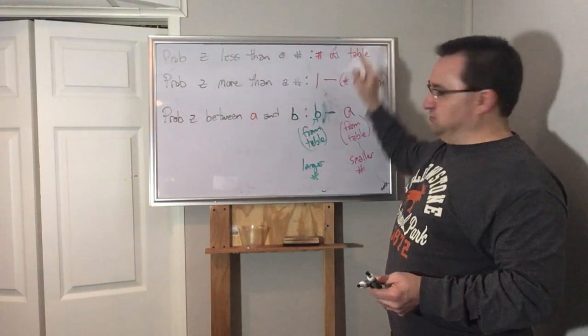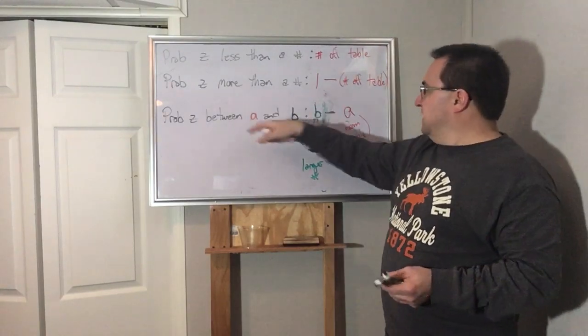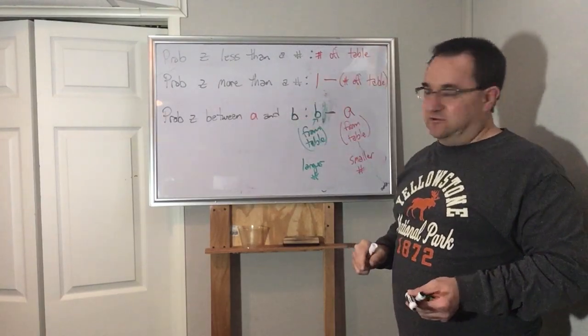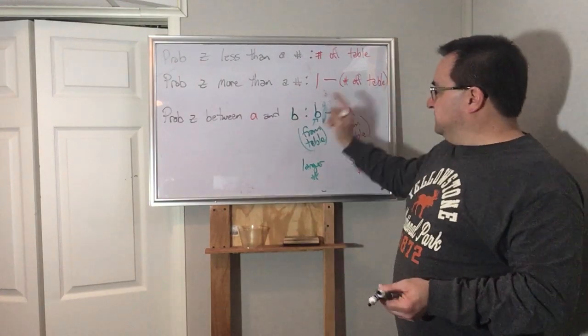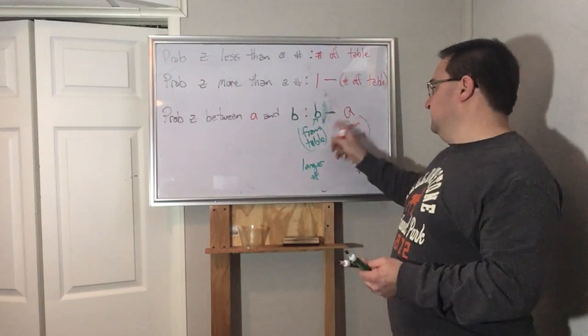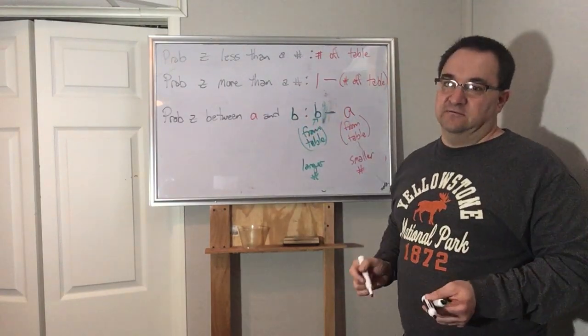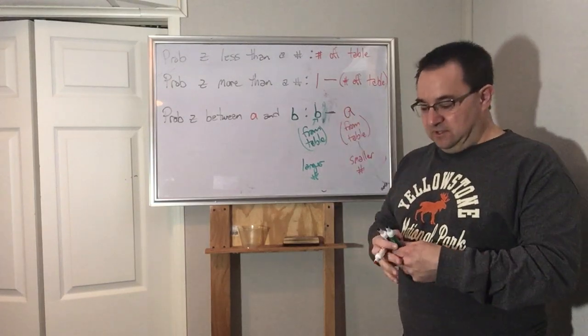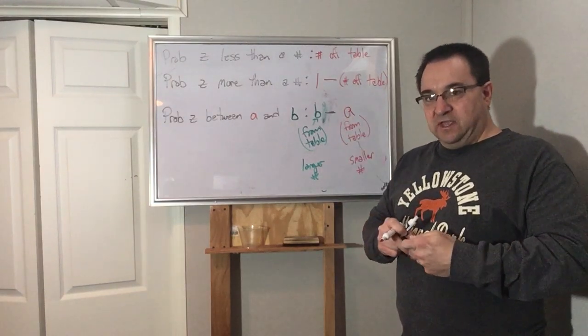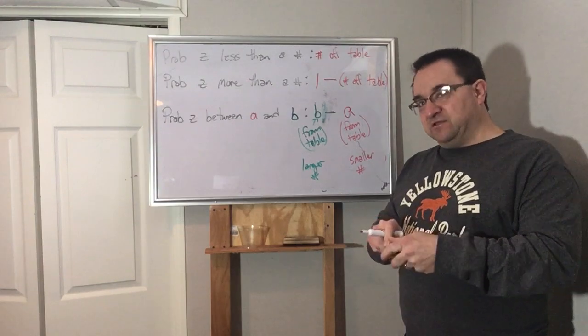Less than, you just get it off the table. More than, 1 minus off the table. And if it's between, it's the big number, the table value, minus the little number, the table value. So that's what just happened. Let's do one more example and see these in action again now that you have the list.